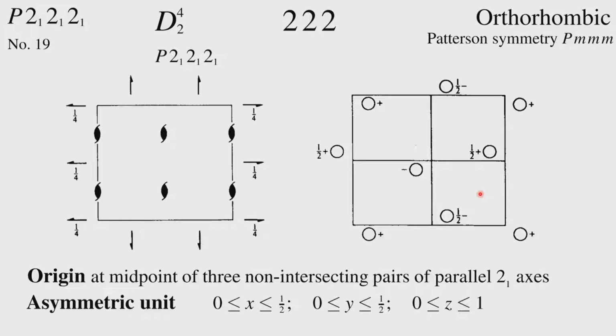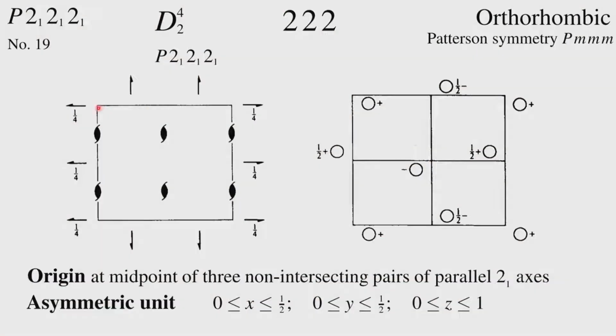Now, notice that in 21212 there is nothing at the origin, no symmetry. What I mean is there is an origin 0 0 0, but no symmetry element is associated with the origin. The symmetry elements are removed by 1/4 along this direction, and 1/4 along that direction, and 1/4 along that direction. So, these are the 3 2 screw axes. Again, the asymmetric unit is half along x, half along y and full along z, and what is very important is what is written here: origin at midpoint of 3 non-intersecting pairs of parallel to one axis.